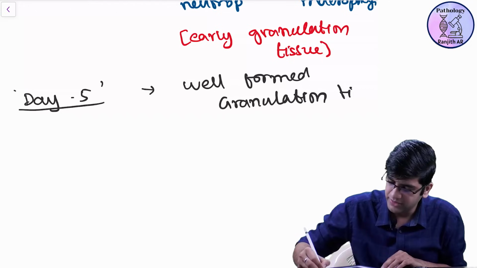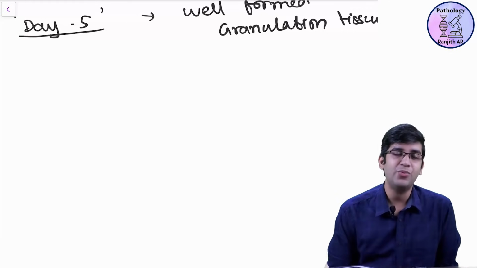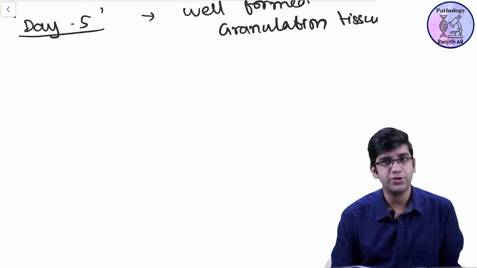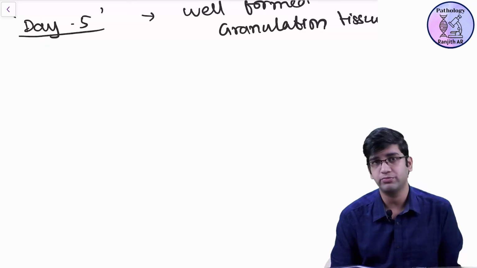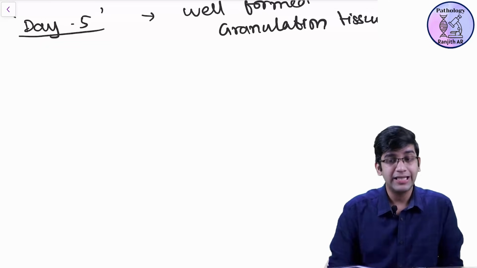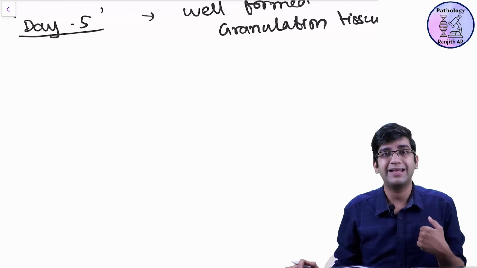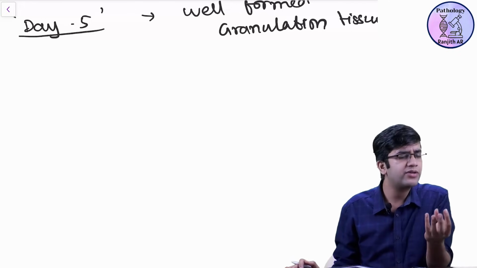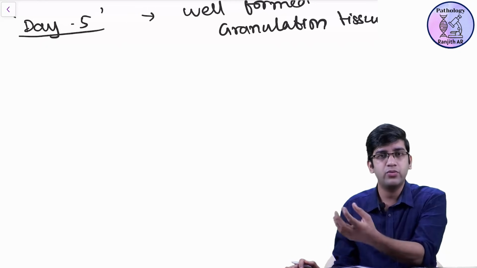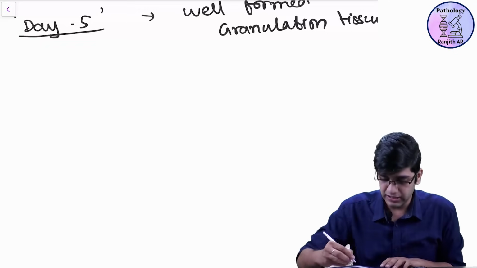So what does this mean? I need to know what a granulation tissue is and how it is being formed. The only person who would have helped me form this is my beautiful macrophage, the M2 activated macrophage. What I'm going to say is not going to happen exactly at day 5. It starts from day 2, day 3, day 4 and completely forms at day 5. So we're going to see how a granulation tissue is being formed.